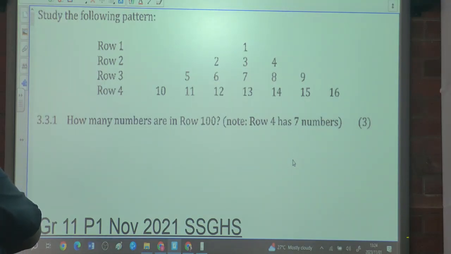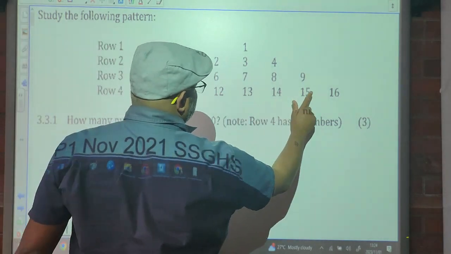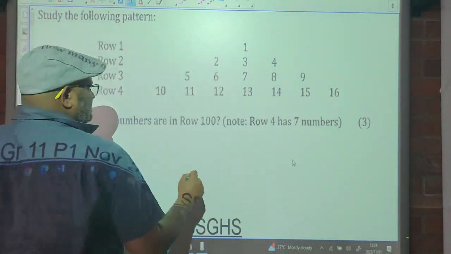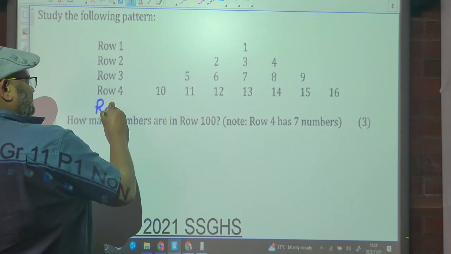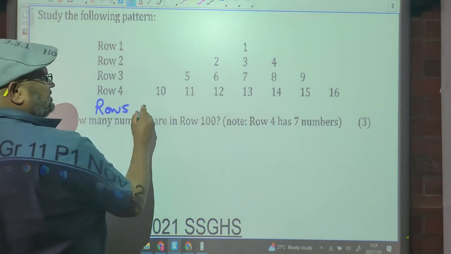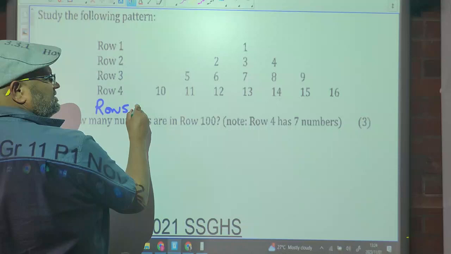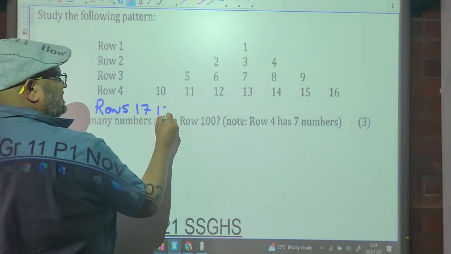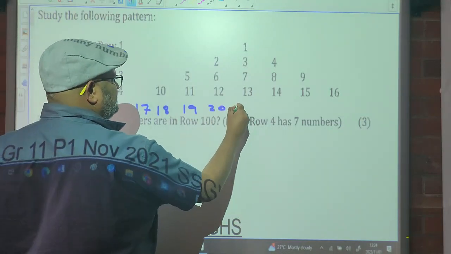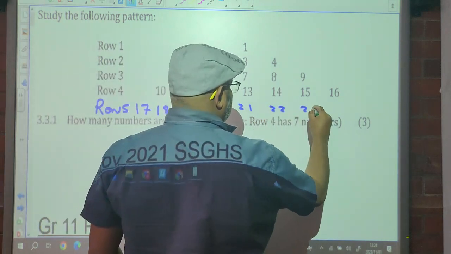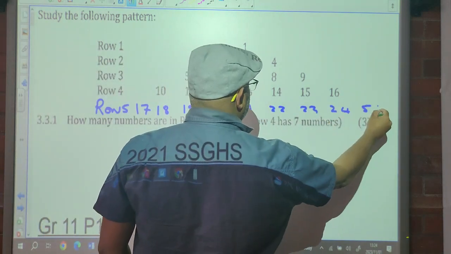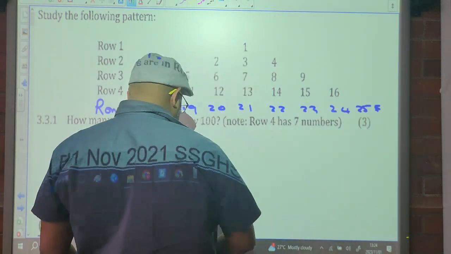How many numbers are in row 100? Note that row 4 has 7 numbers. Okay, so it's 1, 3, 5, 7. What would row 5 have? So where do I start? 17, 18, 19, 20, 21, 22, 23, 24, 25. Not so?